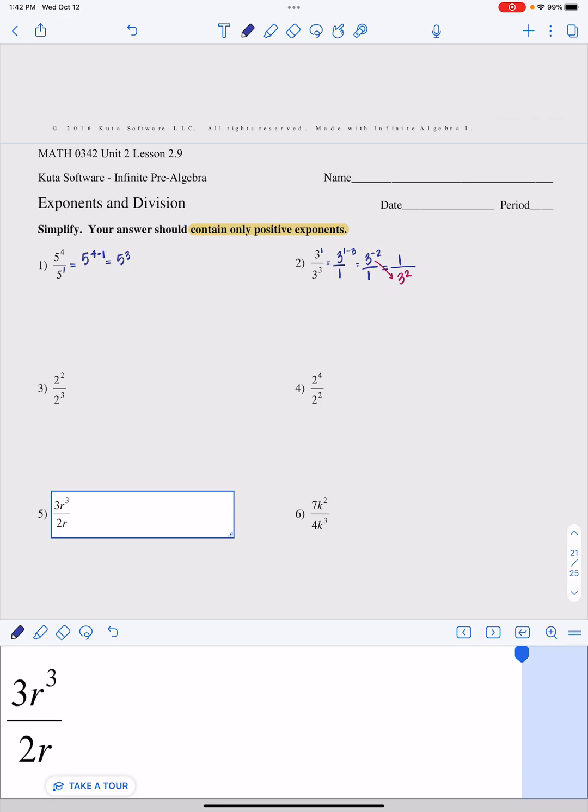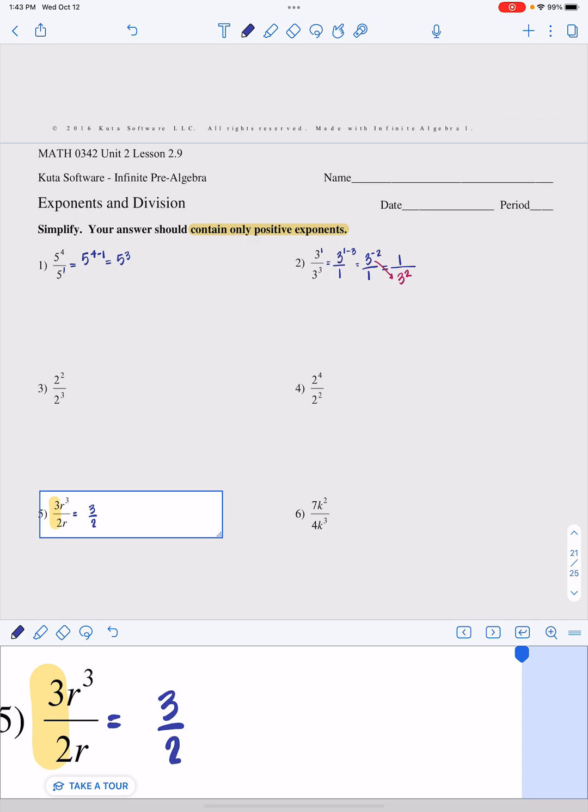So here's what we're going to do with this one. This one is a little bit different because our variables or our bases have coefficients. We are going to treat these coefficients just like they're a separate fraction. I could rewrite this fraction as 3 over 2 times r cubed over r squared.